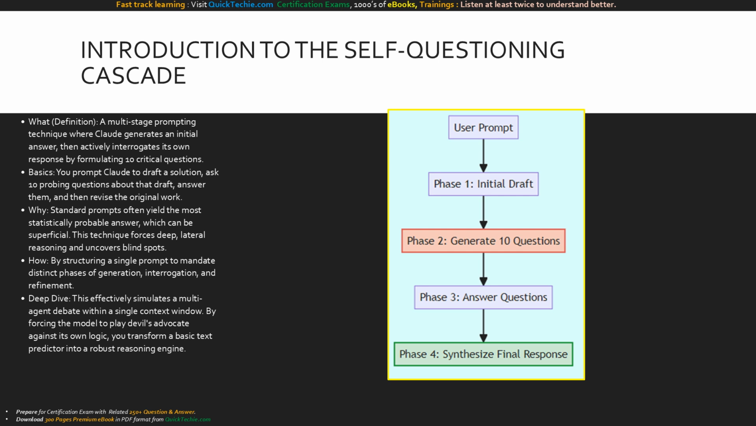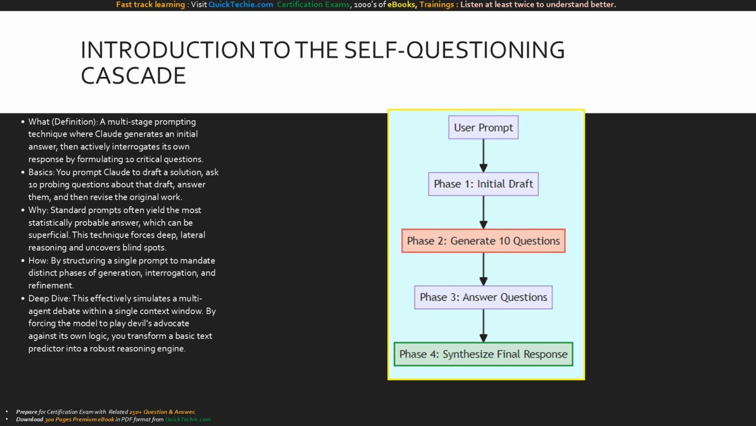Why do we do this? Because LLMs natively generate the most probable next token, which can lead to superficial or first idea bias. By forcing Claude to ask 10 probing questions, we compel it to uncover its own blind spots. In our deep dive, we recognize that this simulates a multi-agent debate within a single prompt, transforming Claude from a simple text generator into a rigorous reasoning engine that tests its own logic.